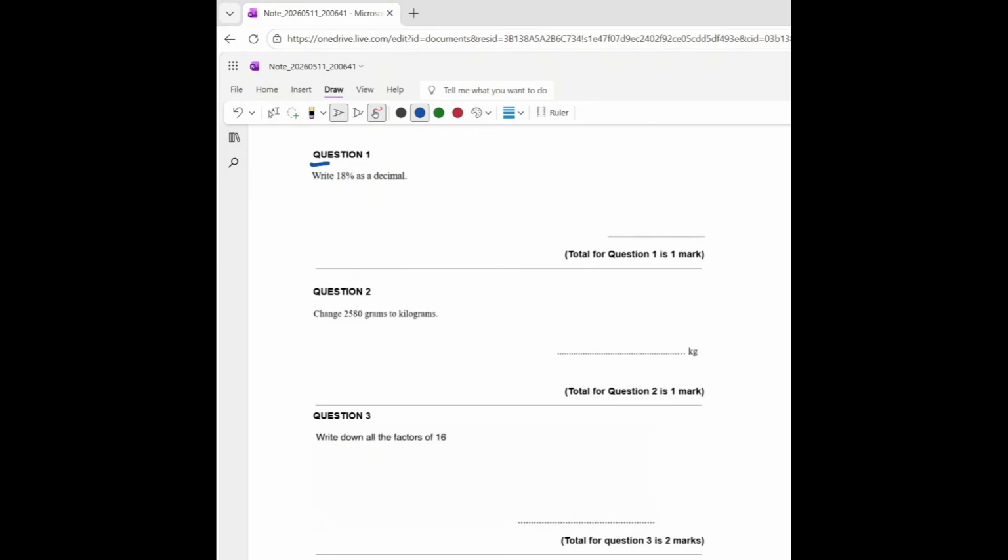Okay, so question 1 has asked you to write 18% as a decimal. Well, as it's a percentage, you should know that 18 as a percentage is 18 out of 100. So as a fraction, it's 18 over 100, but we need to write that as a decimal. So this is where place value comes in.